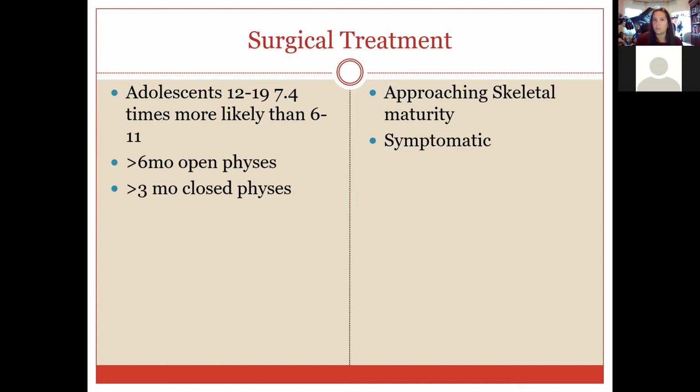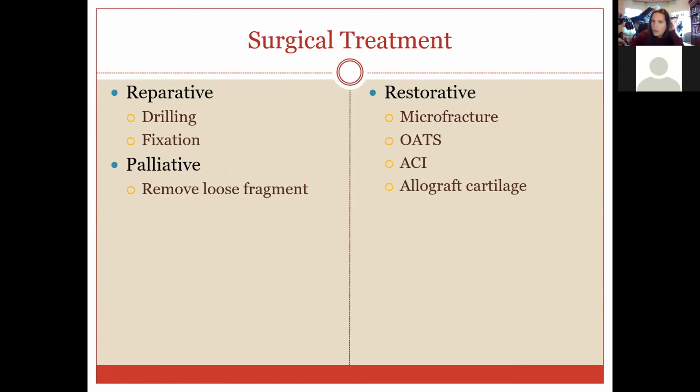Again, these are symptomatic kids. Even if their x-rays look unchanged, if they're symptomatic, that to me is a surgical indication. If they are asymptomatic but the lesion hasn't gone after 6 to 12 months, then I'm a little bit more aggressive with surgery. But asymptomatic kids, I'm definitely willing to sit on a lot longer.